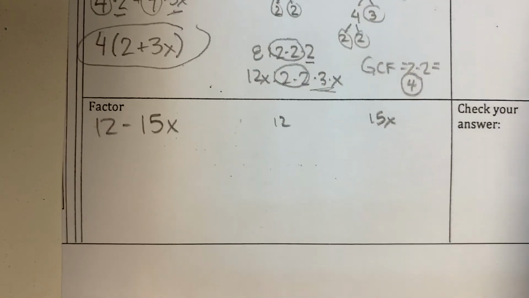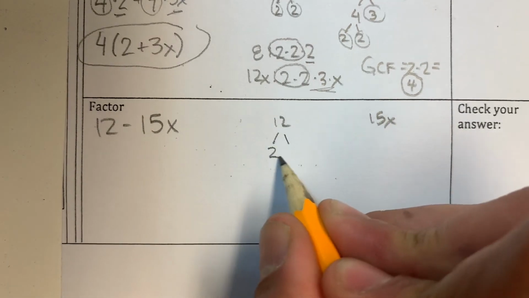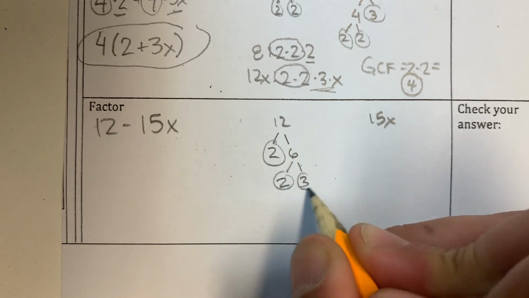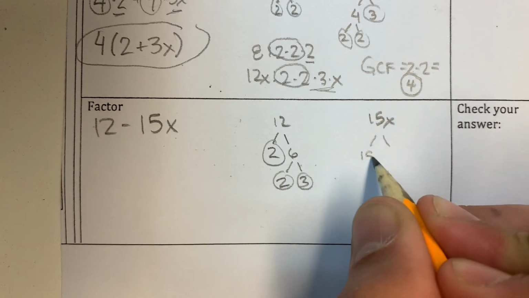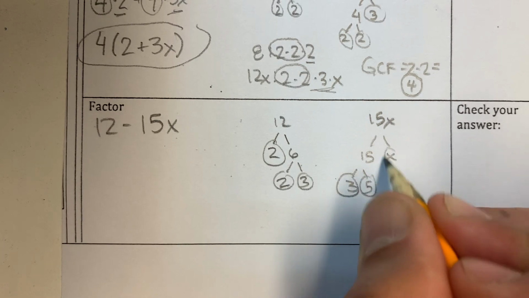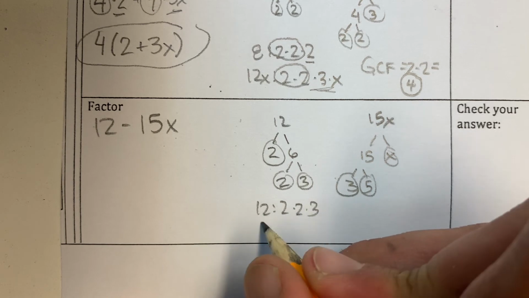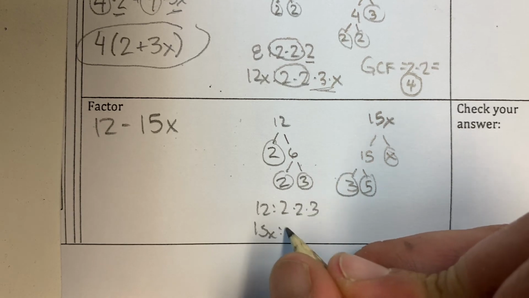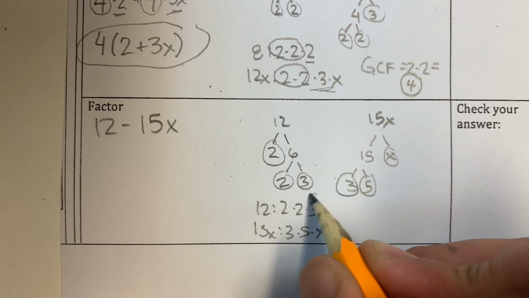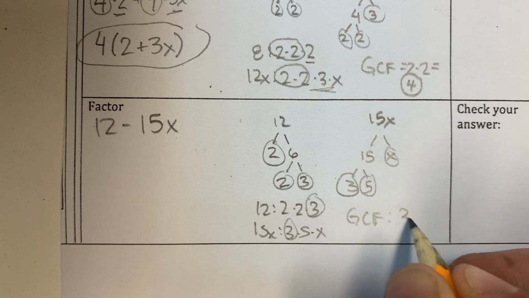Our last example, 12 minus 15x. We break this down. We have 2 and 6. Then we get 2 and 3. 2, 2, 3. We get 15 times x. 3 times 5. So GCF for 12 and 15x, we find 3 is common to both, so our GCF is 3.